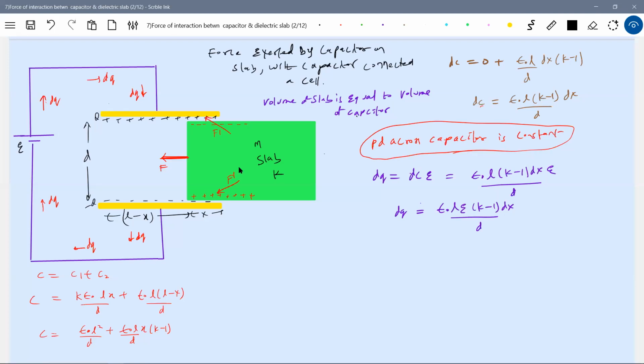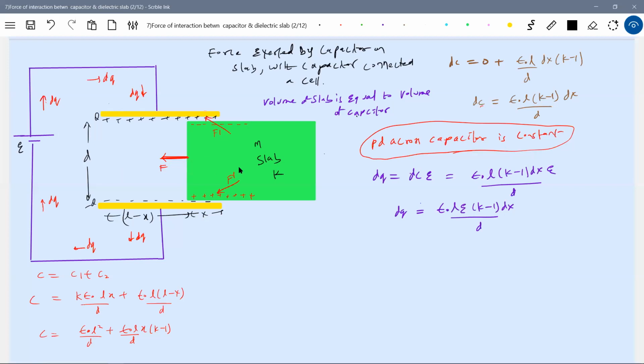The cell does positive work. So positive work means it supplies energy. The energy supplied by the cell, where will it all go? A part of that energy will be converted into an increase in electrostatic potential energy across the capacitor. The remaining will be converted into kinetic energy of the slab.